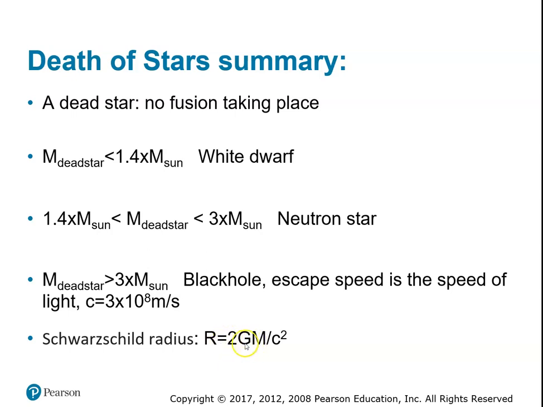So big G is called the universal gravitational constant. Its value is 6.67 times 10 to the minus 11th. The mass is really the only variable. The mass has to be in kilograms, and then c is the speed of light. You use this number right here, but of course you have to square it. So G and c are always the same number, and then the radius will be in meters.